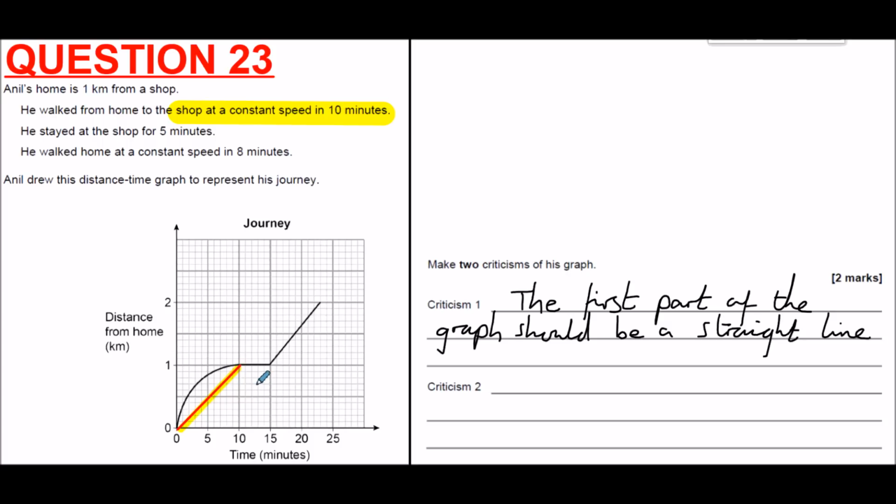A curve implies that he's slowing down as he gets closer and closer to the shop. He stayed at the shop for 10 minutes, so if he got there after 10 minutes and stayed for 5 minutes, he'd leave at 15, so that's fine. But then here it says he walked home at a constant speed in 8 minutes. So 15 minutes plus 8 would be 23.